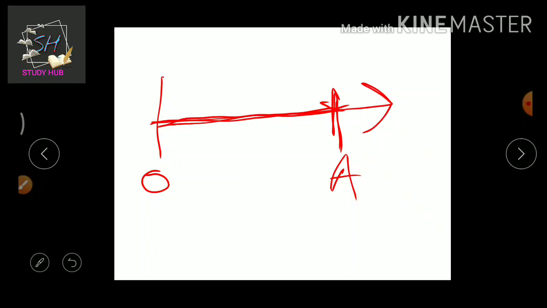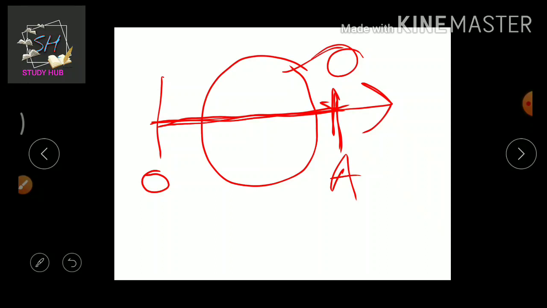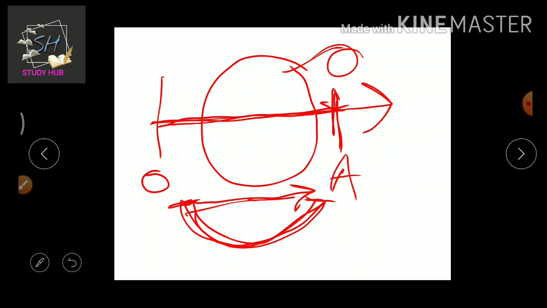And when an object moves along a circular path, then displacement is 0. When an object moves along a curve, suppose an object is moving like this, then in that case this is the initial position and this is the final position. The shortest distance is here, which is obviously smaller than this curve distance. So in that case the displacement is smaller than the distance.